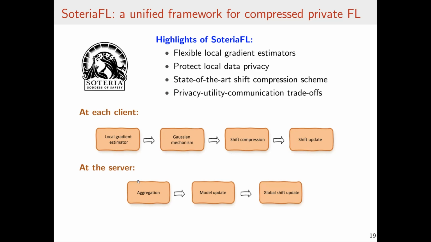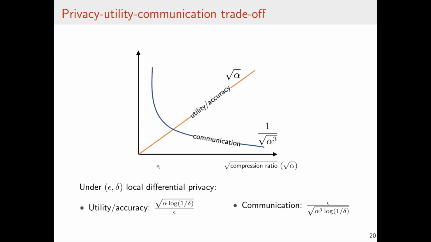And at the server end, the server will aggregate all the compressed information it collects from the clients, perform a model update, as well as update the global shift that it is accumulating over time. So essentially, the SoteriaFL framework is a quite natural framework for injecting privacy guarantees into compressed federated learning algorithms. Now, without getting into the details of the different convergence trade-offs we can guarantee for SoteriaFL, I'm going to just highlight one aspect of this trade-off.